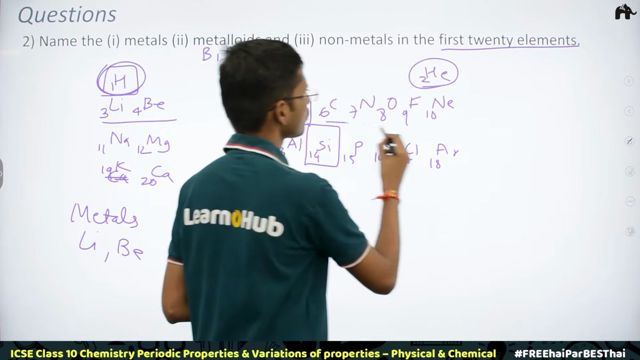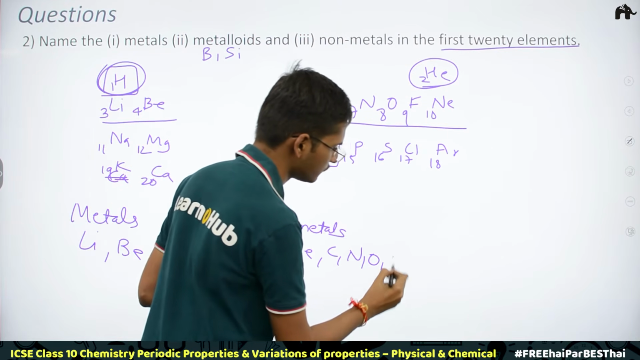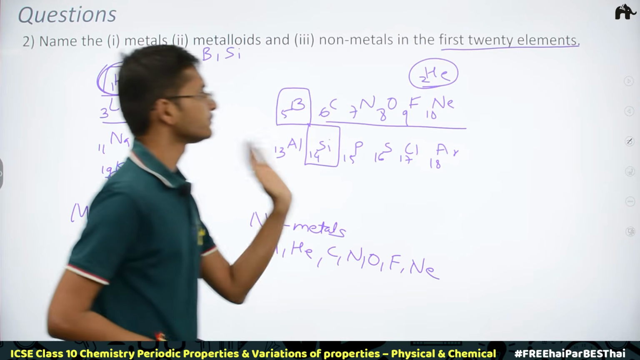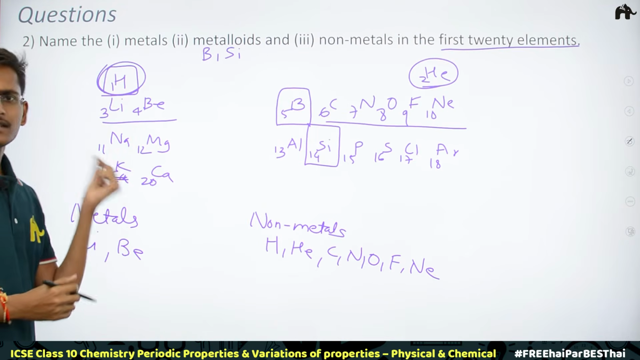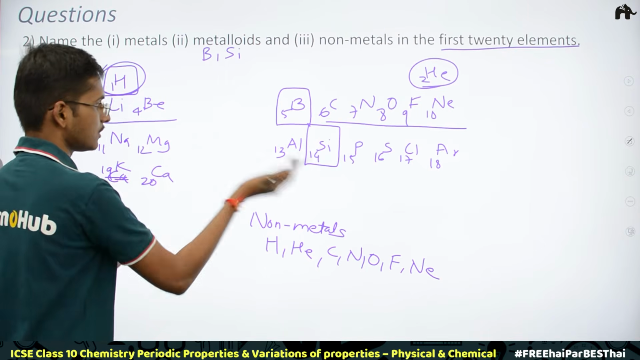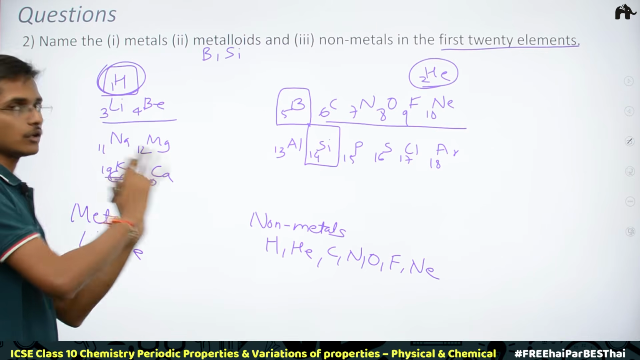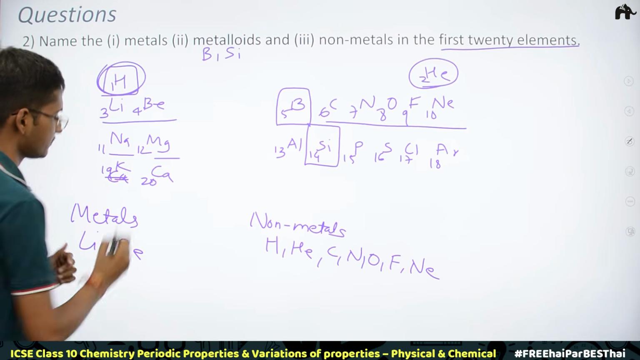Then carbon, nitrogen, oxygen, fluorine, neon, all the non-metals, okay. Then again moving to here, sodium, magnesium: sodium is an alkali metal, magnesium an alkaline earth metal, and also they are to the left of the border line. So we know to the left of the border line all are metals. So yes, sodium, magnesium, metal.